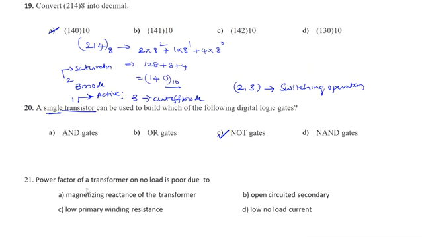Power factor of a transformer on no load is poor due to. The power factor of the no load transformer, as we discussed in my previous videos, is cos phi naught, around 0.2 here. So this will be 0.2. This is because of the magnetizing current of the transformer. That is the reason why the current is very high and power factor is very low. So A is the right answer for this question.